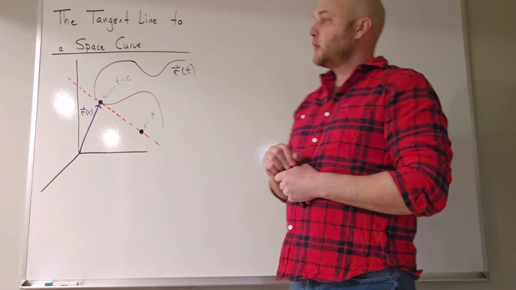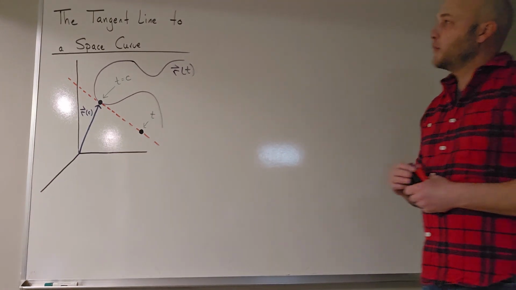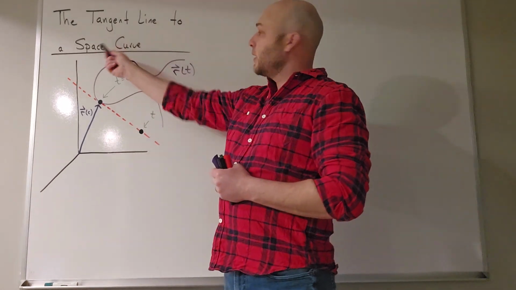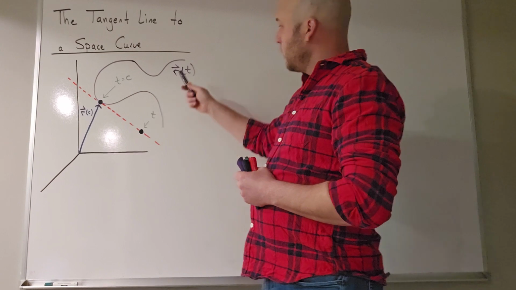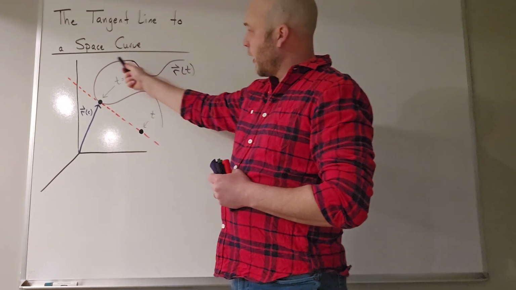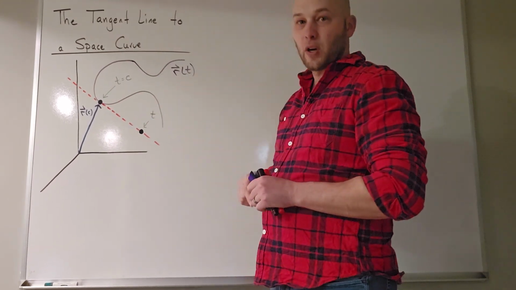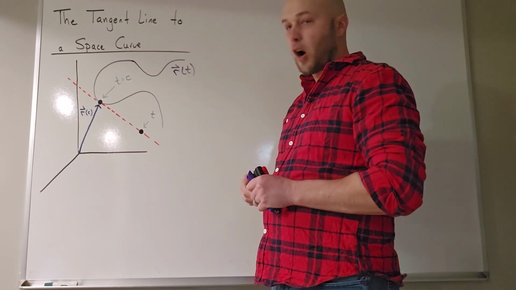Hi, I'm Professor Goins. In this video, I'm going to show you how to find the tangent line to a space curve. So what I have is this purple graph. So this is a space curve. The function name is r of t.